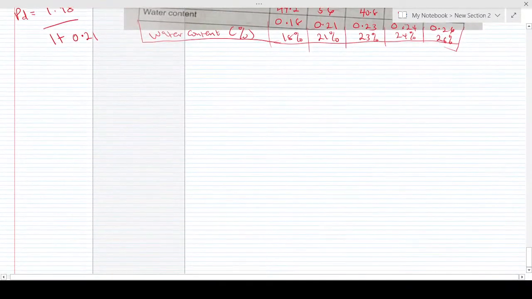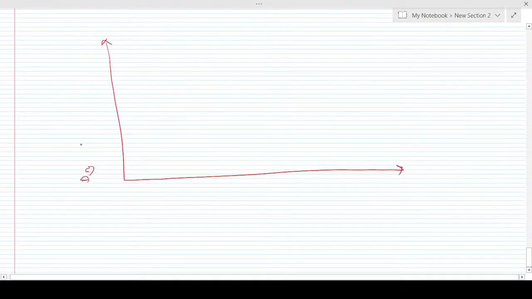So, a graph of dry density against water content. I don't have a graph sheet, so it is a graph of dry density in gram per centimeter cube against water content, and water content is in percentage. Then you label your axes, so at this same point I'll be having two labels.